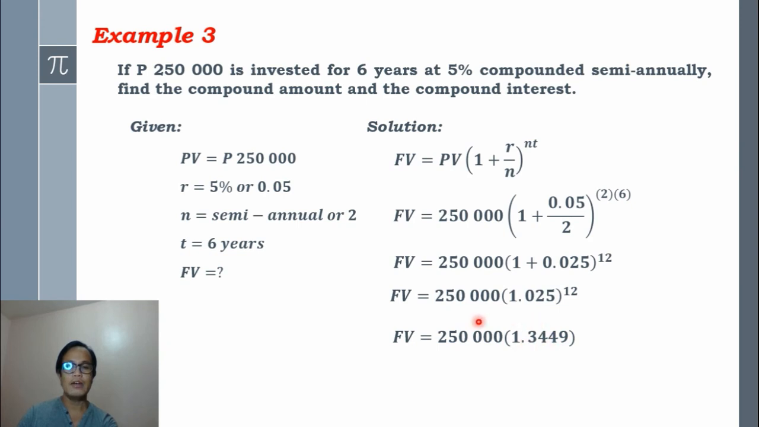1.3449. Then we multiply that to 250,000. So our future value is 336,225. This is now the compound amount after 6 years. So from 250,000, the amount would reach 336,225 after 6 years with 5% interest rate.